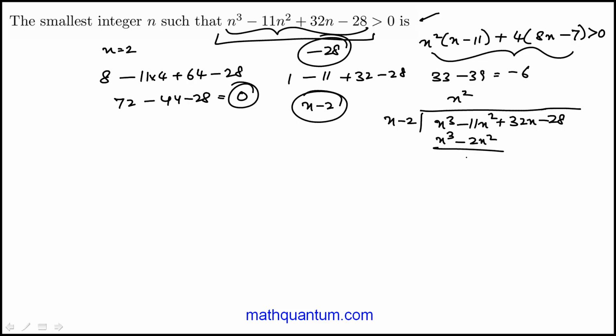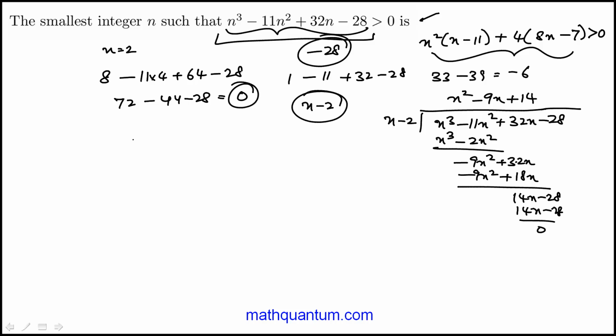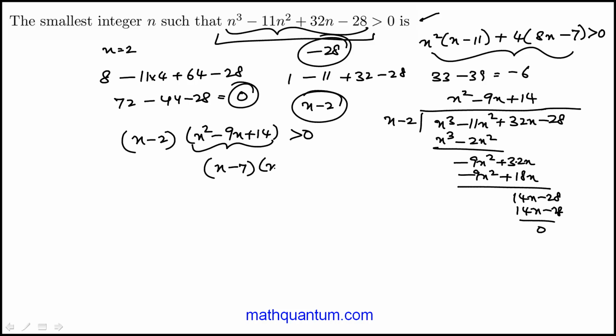Minus 2n squared, that would become minus 9n squared, and minus 9n. So that would become plus 18n, 14n minus 28 plus 14. And that does match, and we get a remainder 0. So that's a good sign, so I can factor and maybe look at the roots and see what's happening. This also factors out nicely, n minus 7, n minus 2. So if I'm looking at the function here, we have a double root.